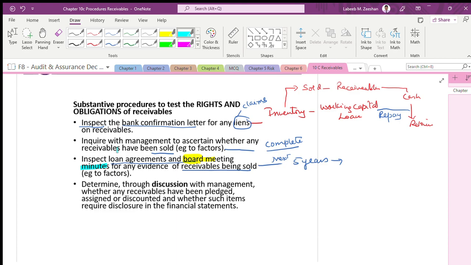Now, another thing, there is something called a pledge. What is a pledge? Any idea about this? Yes or no? Tell me very quickly.